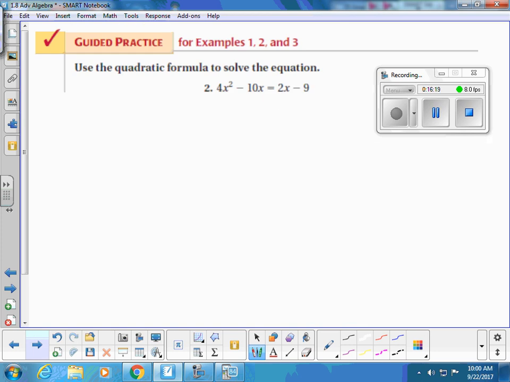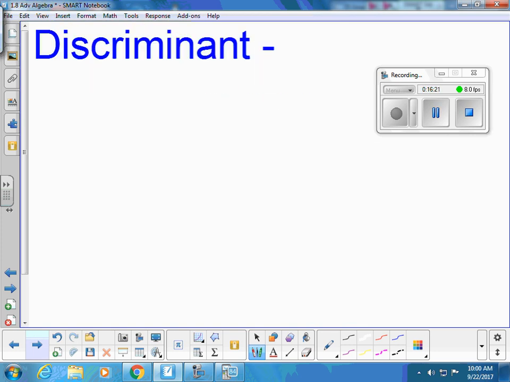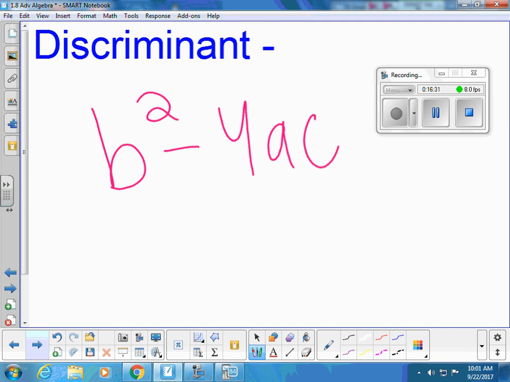Okay, so let's skip that. Let's get to discriminant. So if you haven't caught on by now, I've been using this word the whole lesson. But discriminant is officially b squared minus 4ac. It can tell you a lot about the number of solutions a problem would have.